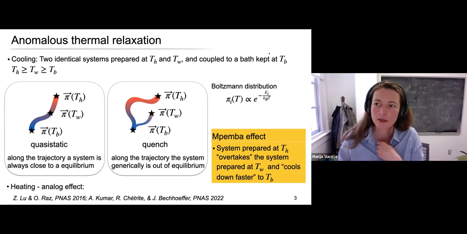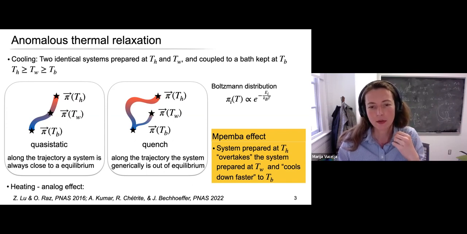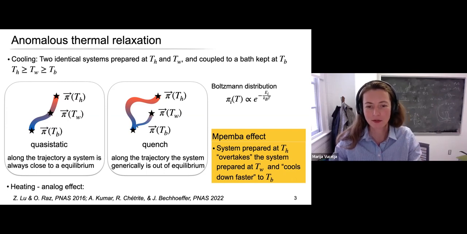But what if I do things fast? If I'm doing things fast, then all bets are off. There are many trajectories linking my hot system to the final state, which is an equilibrium at the temperature of the bath. And along these many trajectories in the space where this probability distribution lives, there might be unusual ones where the hot system arrives there faster in some sense than the warm system.